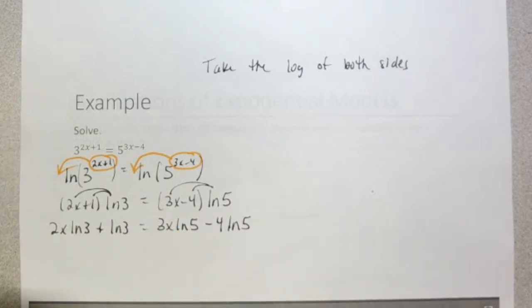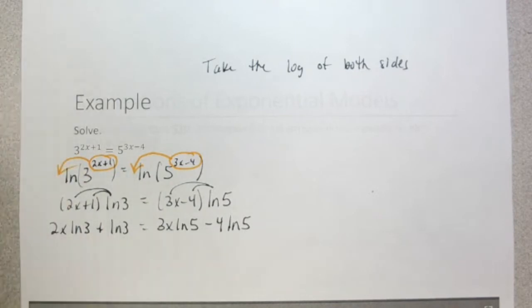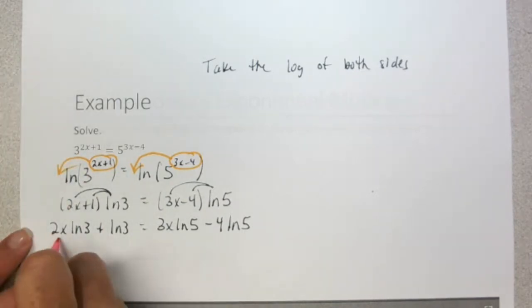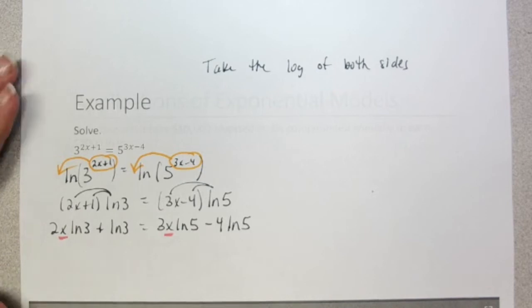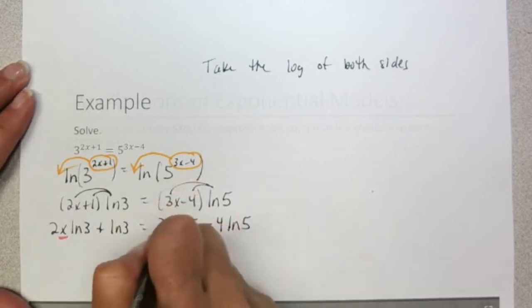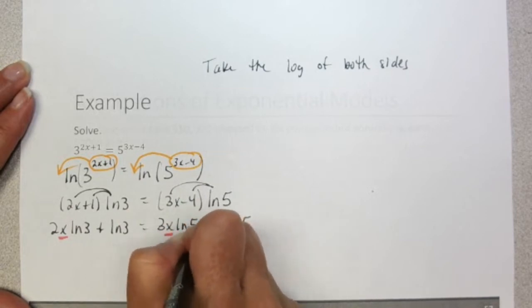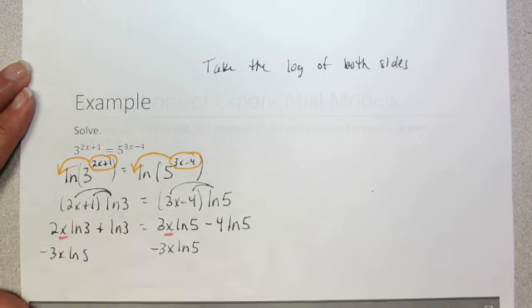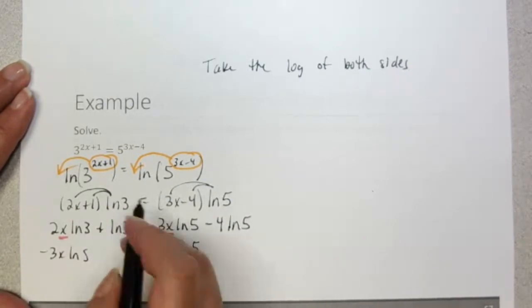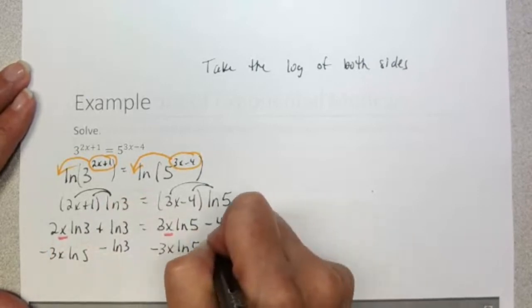Okay, now what am I going to do here? Well, I'm solving for x, right? There's an x, and there's an x. I think I need to get those terms with the x in them on the same side of the equation. So let's subtract that 3x times the natural log of 5 from both sides. And this one doesn't have an x, it's natural log 3, so let's move that to the right. We'll subtract the natural log of 3 from both sides as well.